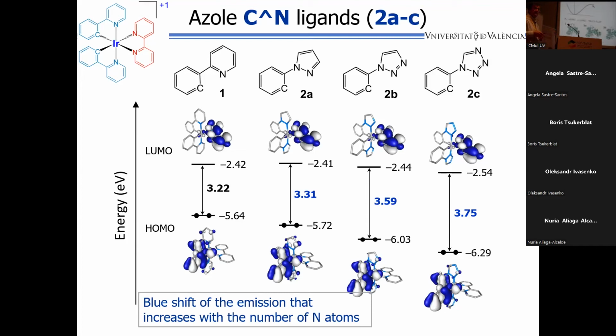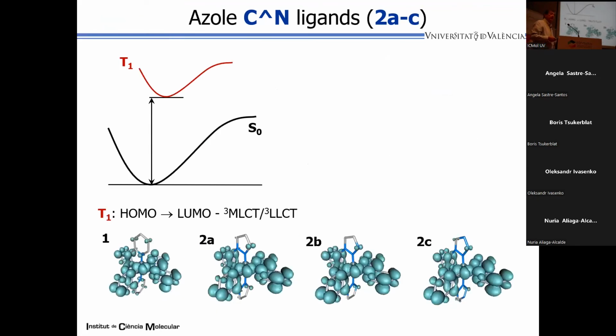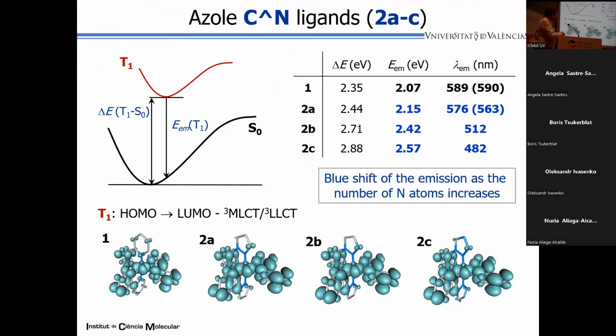You can calculate as before the lowest triplet excited state, I mean the emitting triplet state, and you can see that the topology of that state is the same. I mean, you have a metal to ligand, ligand to ligand charge transfer. And when you calculate the emission energy, you can see that really you are shifting the emission to the blue. This is the theoretical value, this is the experimental value, and they are in quite good agreement.